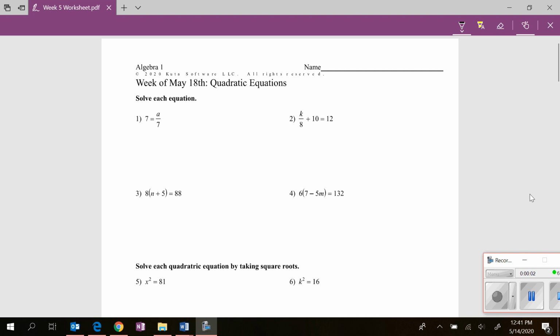Hi guys, here we've got the week 5 worksheet. We're going to walk through this together. These first 4 problems, as you can see, we're solving equations with one variable.